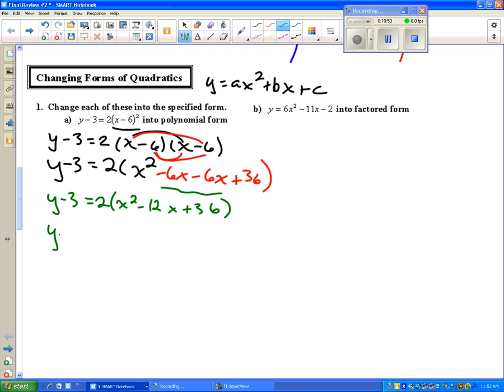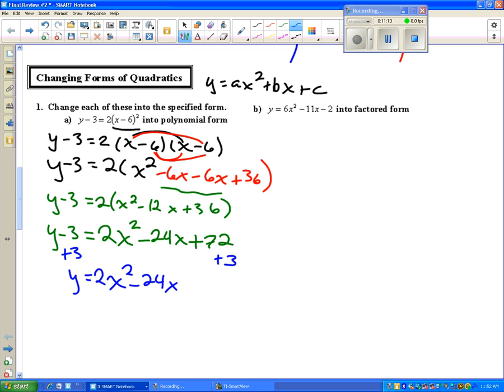Distribute the 2. Y minus 3 is equal to 2x squared minus 24x plus 72. I just multiplied everything by 2. Lastly, I need to get the y by itself by adding 3. So y is equal to 2x squared minus 24x plus 75. There's my answer.